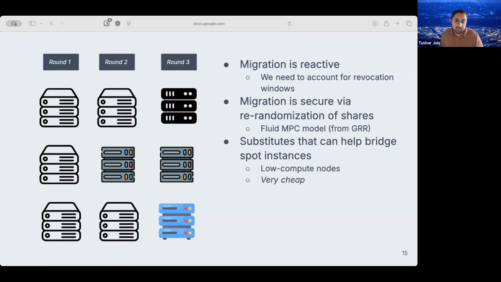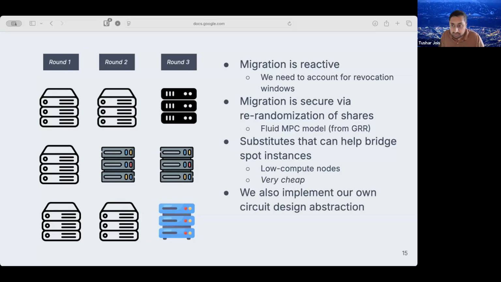If a new spot instance can't come up in time, we're going to hand off to a substitute. The substitute will then continue the computation on behalf of the original client. When a new spot instance is available, we'll hand off back to it. By doing this, we can allow the protocol to continue in a structured fashion without blocking or jamming if a new spot instance can't show up. And we emphasize that these are very cheap nodes, because they're only meant to support the spot instance transition and nothing more.